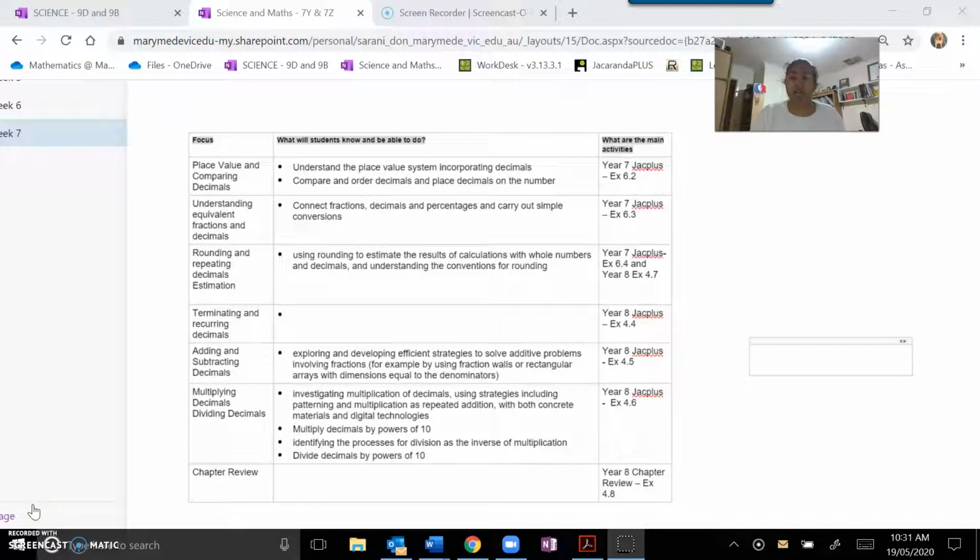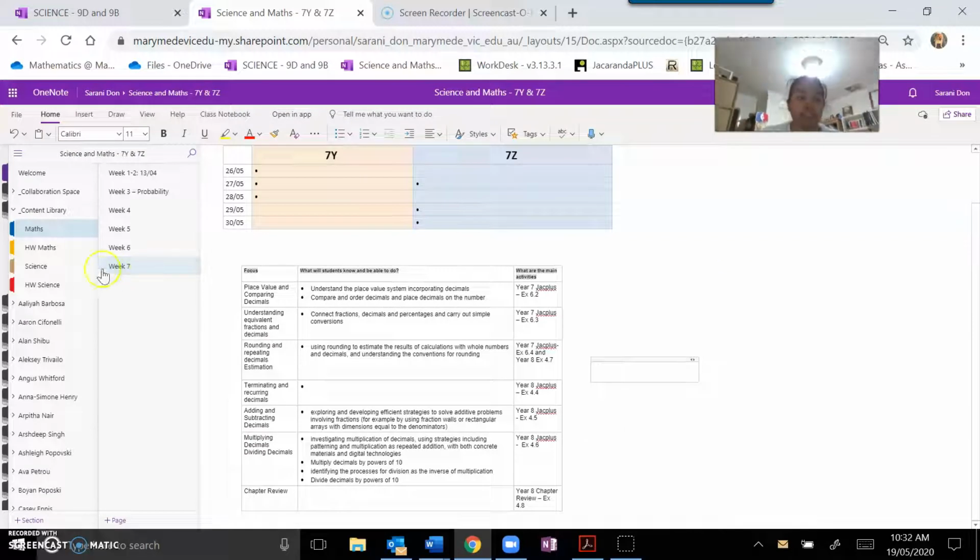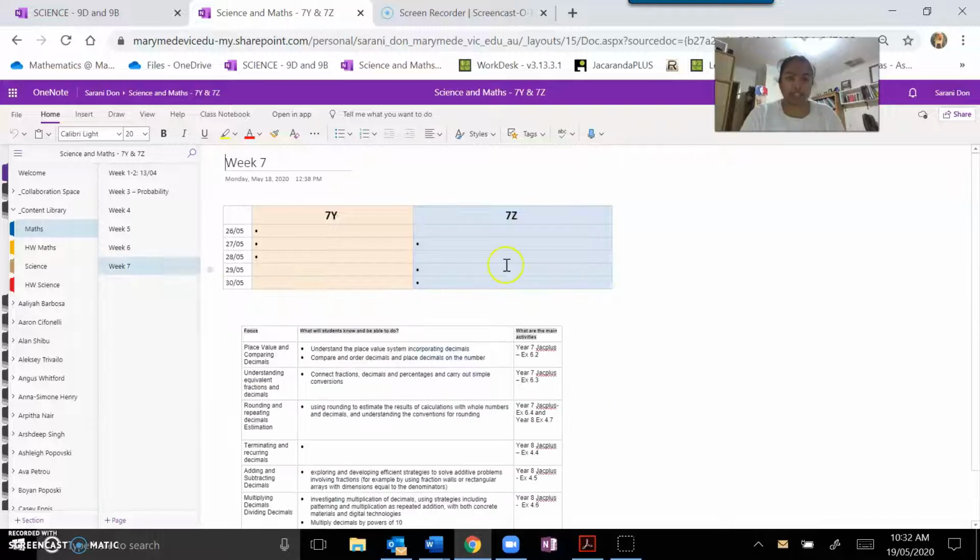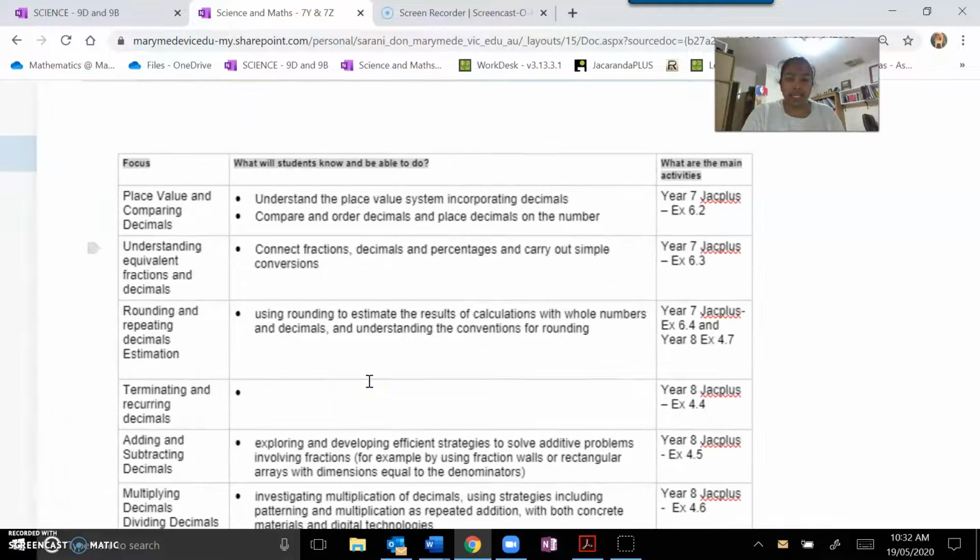I'm going to start off by going through what exercises and chapters we're going to be covering, and we're going to start off with the first exercise. This table is in your OneNote. Let me just zoom out. This is in maths. This is obviously week 7. Oh, sorry, you'll be watching it in week 6, but this is the table.